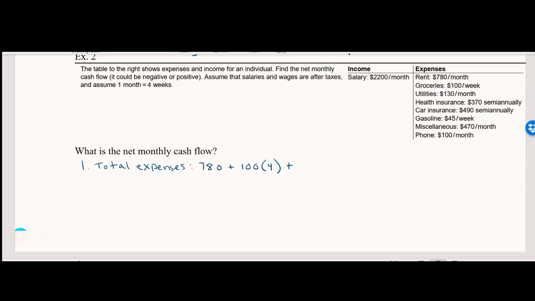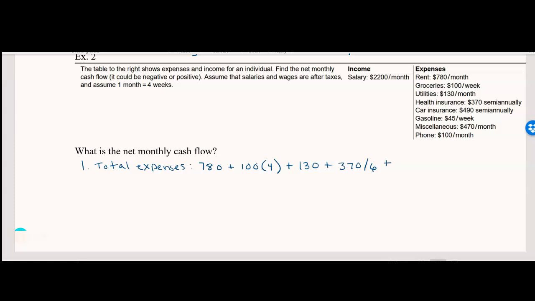Next expense is utilities. That's $130 a month. That's okay. No adjustments needed there. However, health insurance is $370 semi-annually. That means he's paying it every 6 months. If we want to break that down by month, we're going to take $370 divided by 6. That would break it down to what he's paying per month.